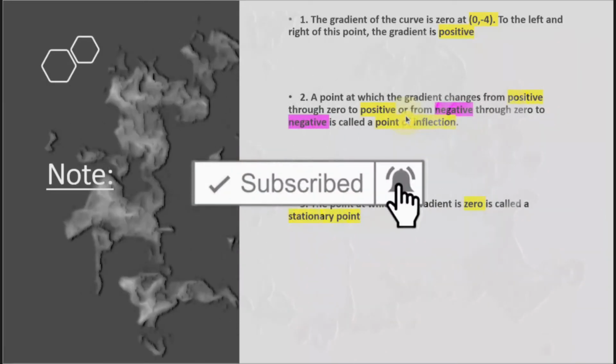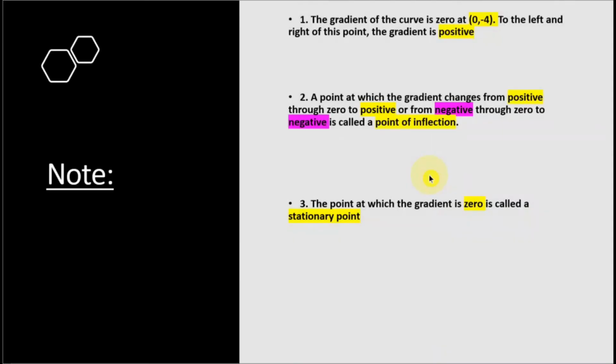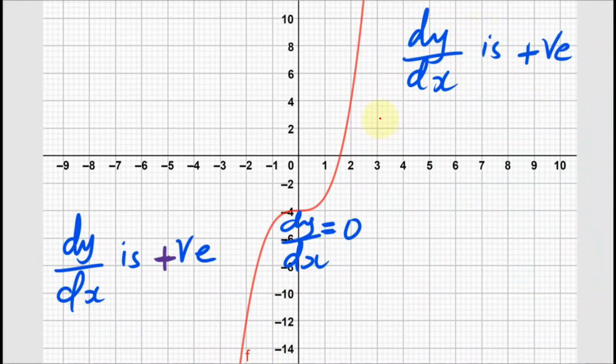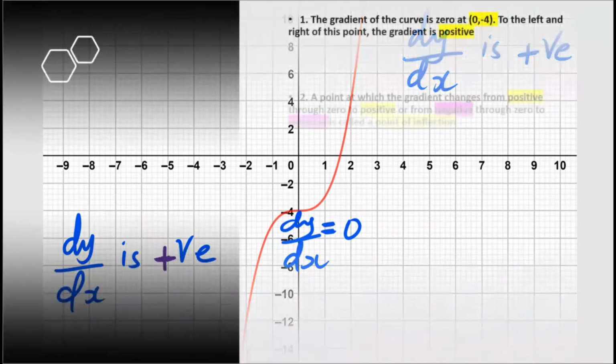I think now we have realized the meaning of a stationary point and point of inflection, and also minimum and maximum points. So just go through these 3 notes, that the gradient of this curve at (0, -4), look at this curve that we have. We'll just go back to that. To the left and to the right of this point, the gradient is positive. So notice that this is the point (0, -4). This is where the gradient is 0. So to the left, the gradient is positive, and to the right, the gradient is positive. That is what we mean by the first note.